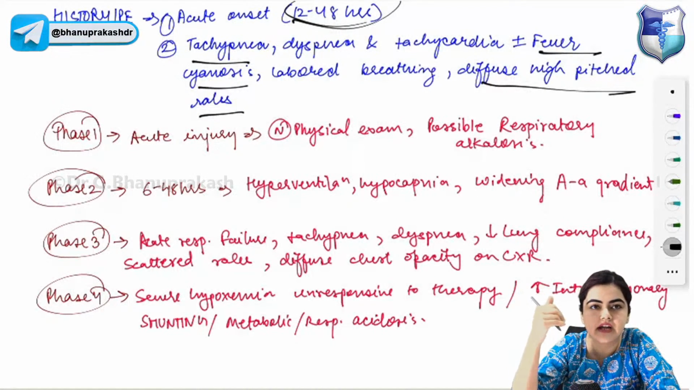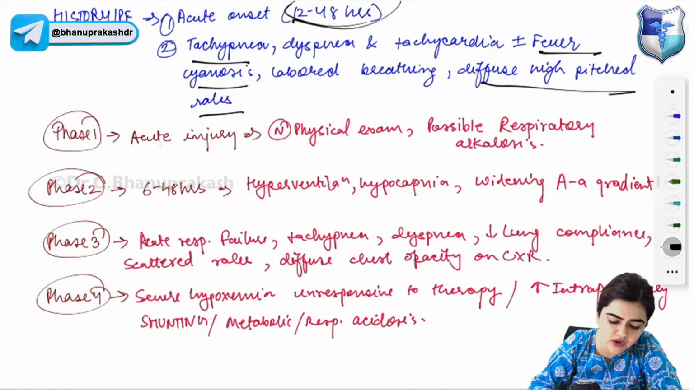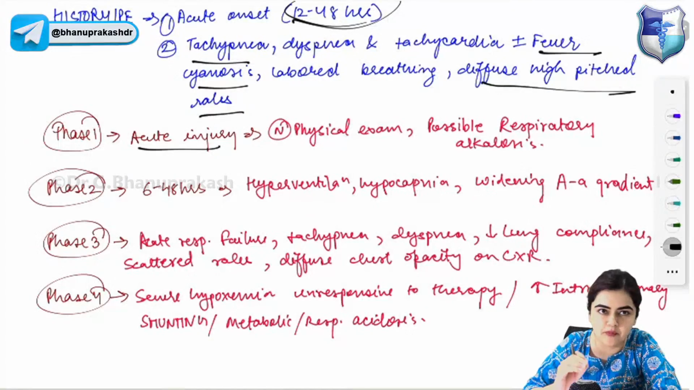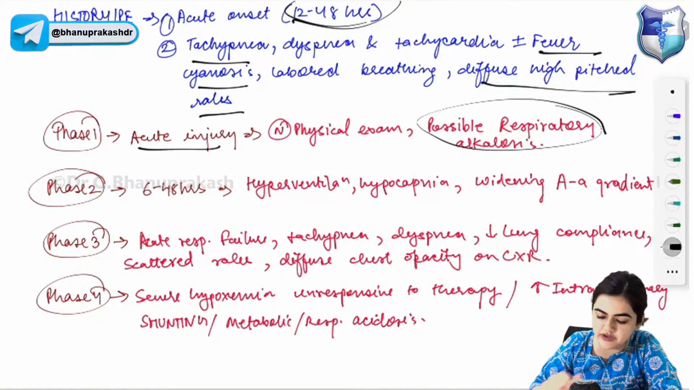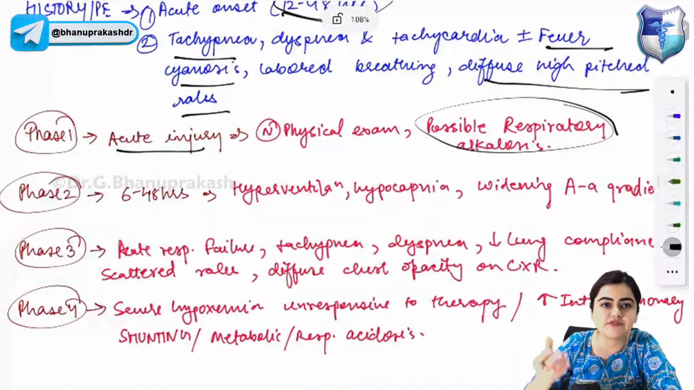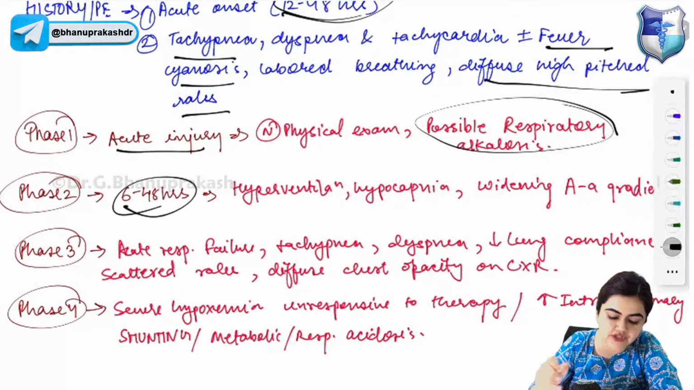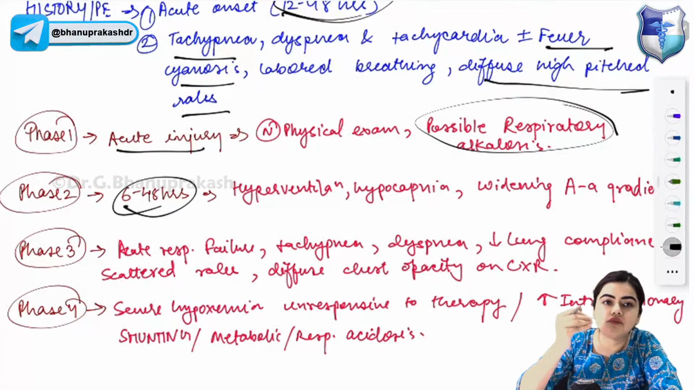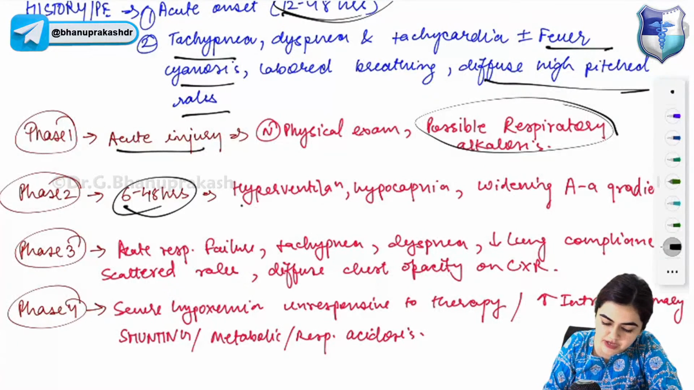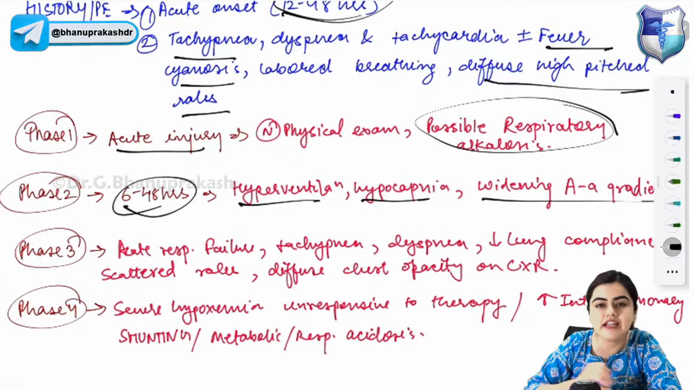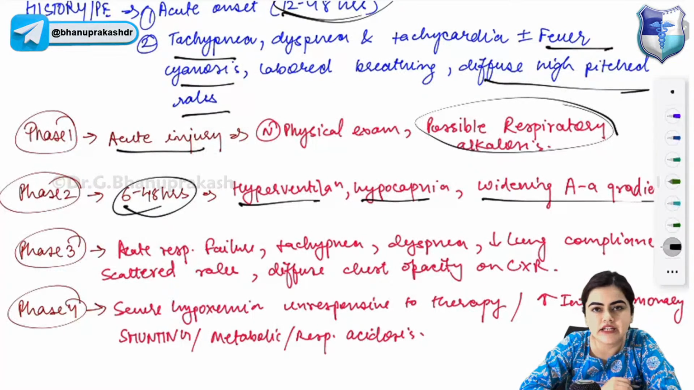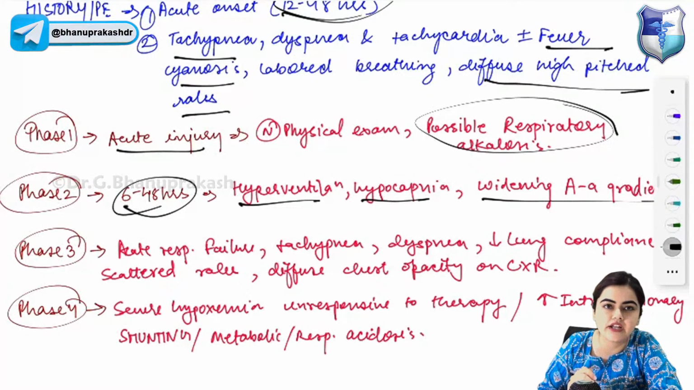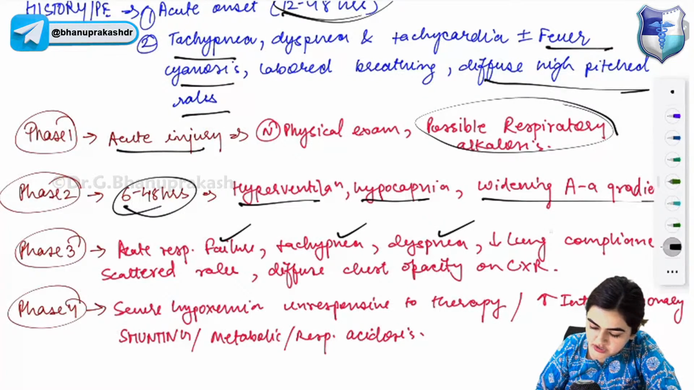So, different phases of ARDS. There is phase 1 of acute injury. In phase 1 of ARDS, the physical exam will be normal and there will be possible respiratory alkalosis, only possible respiratory alkalosis. Phase 2 of ARDS will start from 6 to 48 hours after the injury. There will be hyperventilation, hypocapnia, and widening of the arterial and alveolar gradient.